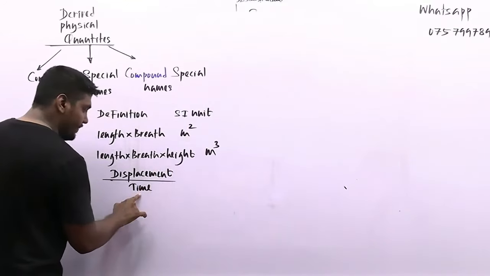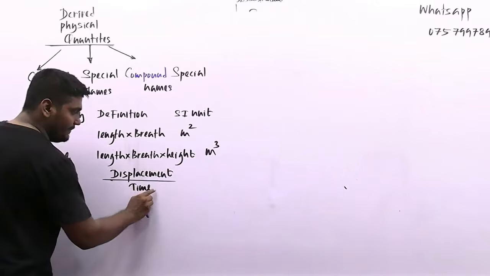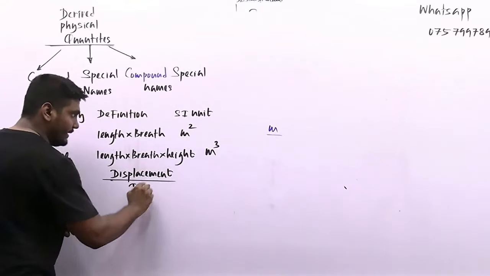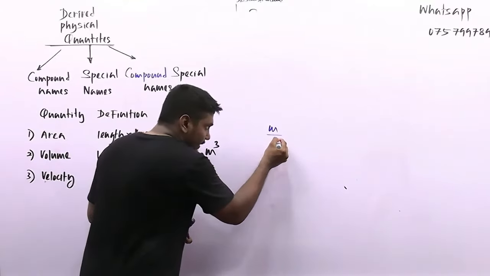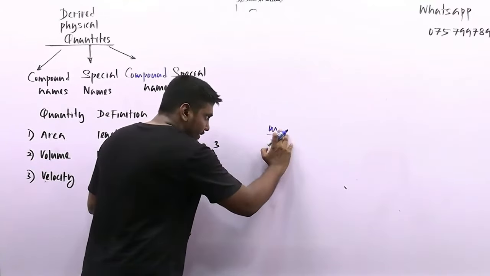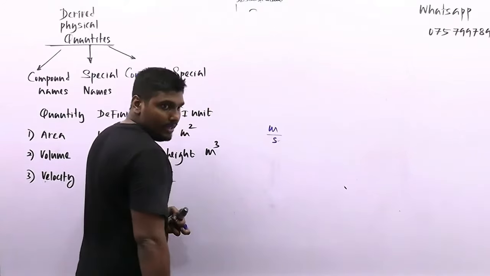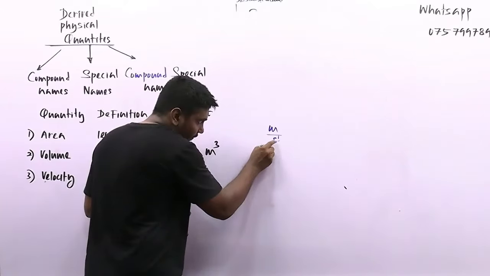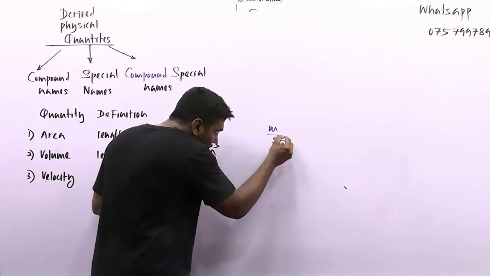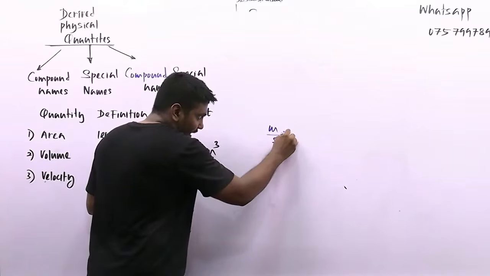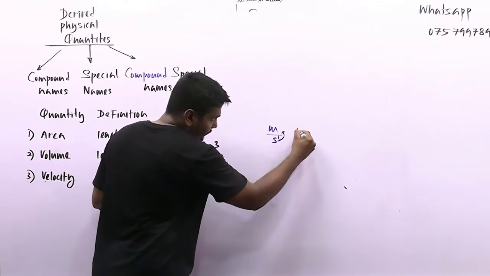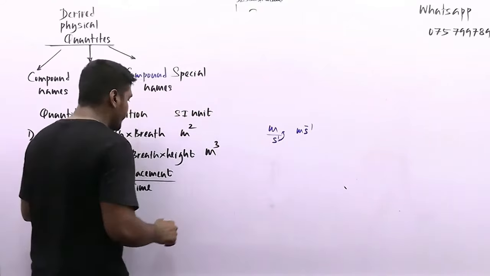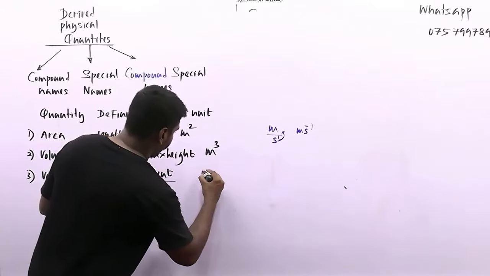Then time is a basic quantity, and its unit is seconds. Displacement in meters over time in seconds. When the second is in the denominator, the power of s is 1. When the second goes to the numerator, it becomes s to the power minus 1. Therefore you get meters per second, m s to the power minus 1.